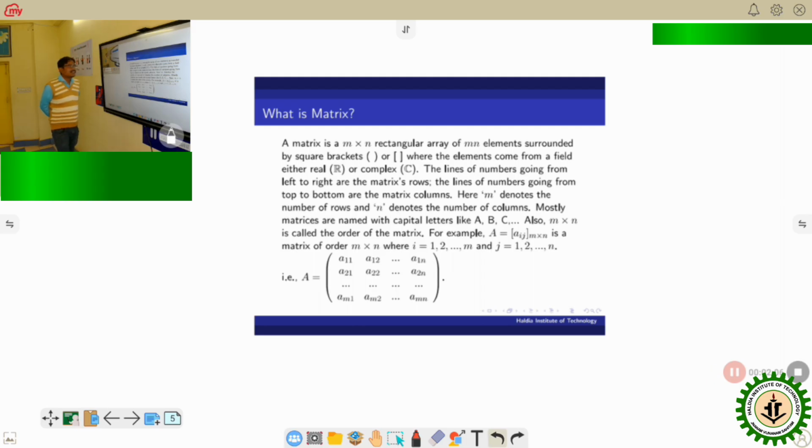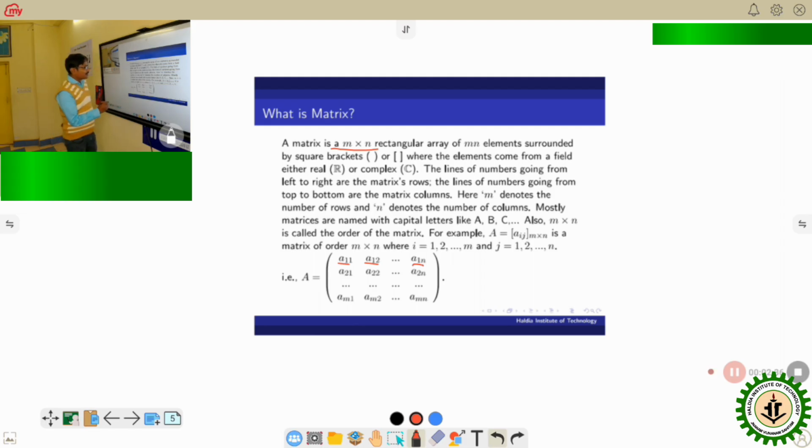A matrix is an m cross n rectangular array of mn elements surrounded by a square bracket. Square means either first bracket or second or third bracket, where these elements come from the field, either real numbers or complex numbers. So in today's lecture we only consider the elements as real numbers.